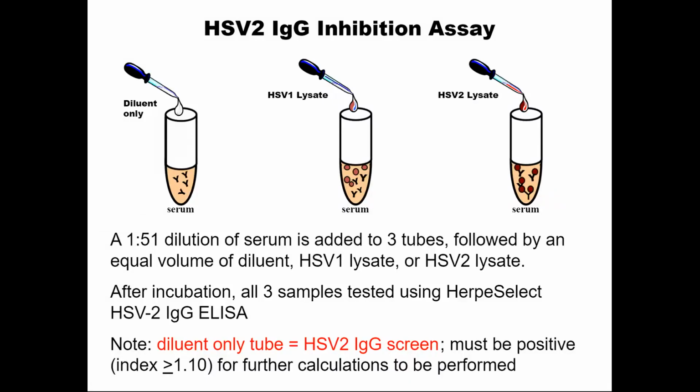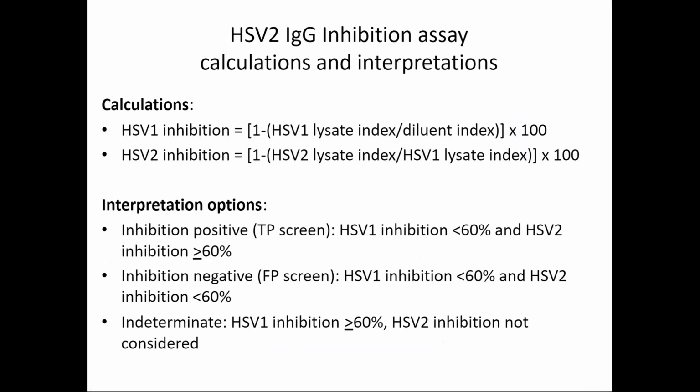Something to remember for later is that the diluent-only tube is indeed a repeat of the HSV-2 IgG screen on the EIA. And this result, when you're looking at inhibition assay results, must be positive for further calculations to be performed. And here are those calculations. I'm not actually going to go through the calculations, but the interpretations are listed here.